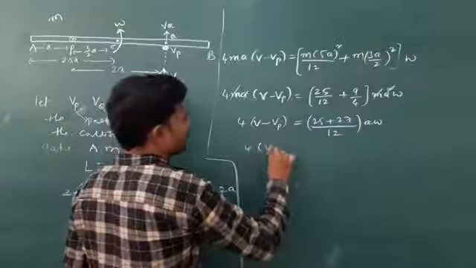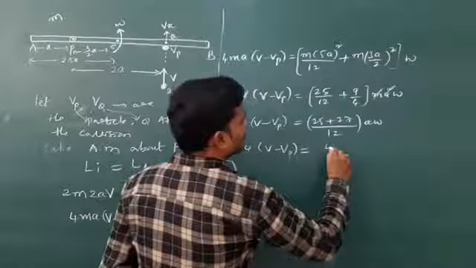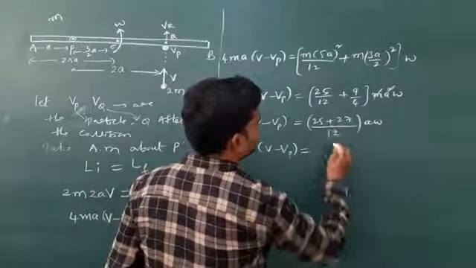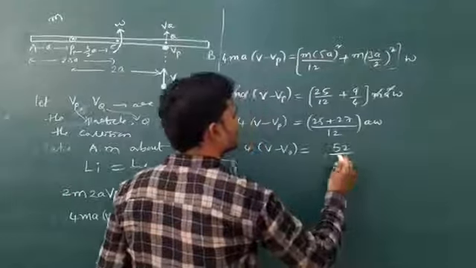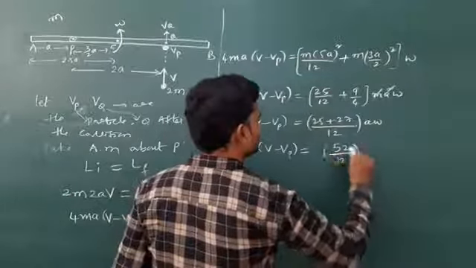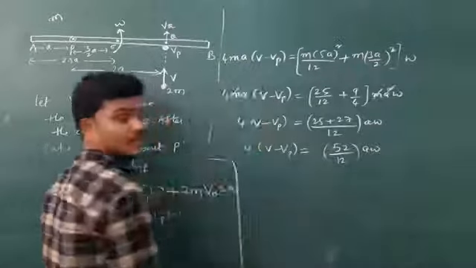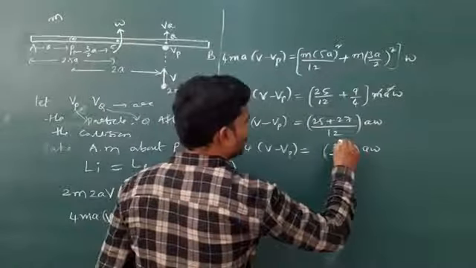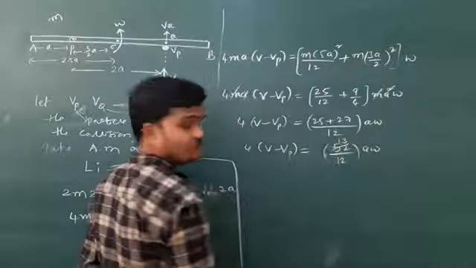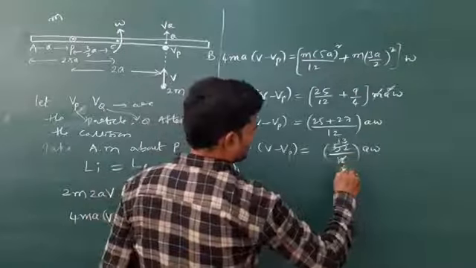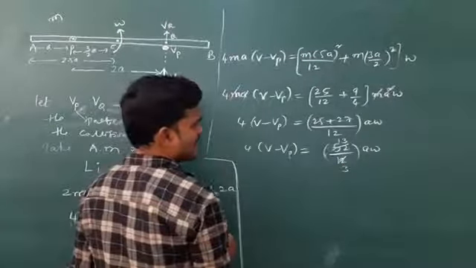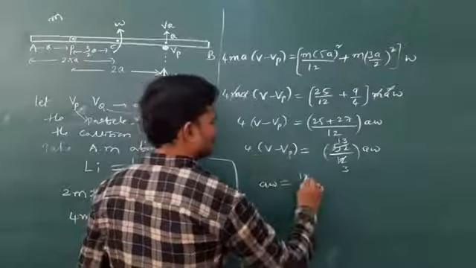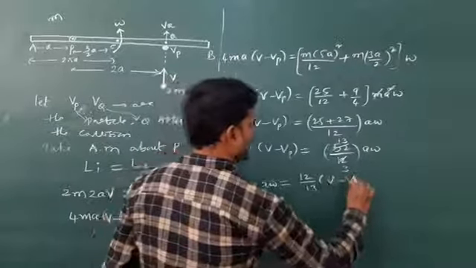So 4 V minus Vp, this is 52 by 12 a omega. So we can strike off this one with some 4 1s, 4 3s, 4 3s. So you will get a omega value: 12 by 13 V minus Vp.